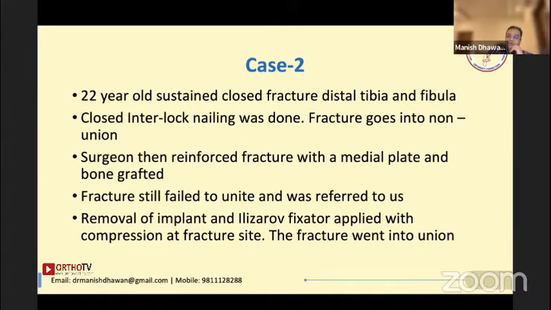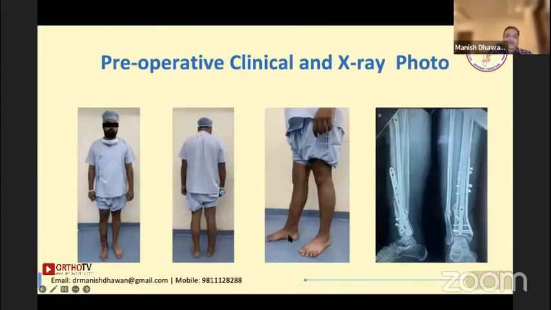I did the removal of implant. Ilizarov fixator was applied with compression of the fracture site and it went into union. So this is a young boy and you see that first he did a nail and then it went into non-union and then he reinforced it with a plate and then put a bone graft. Now the issue is that if your mechanics at the fracture site are not good, it will again go into non-union. So it was a very good fixation, but it went into non-union.